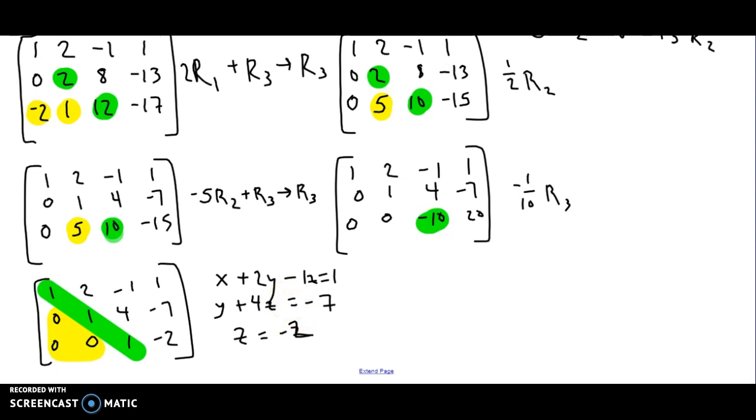So if something asks you to find row echelon form or put something in row echelon form, you would leave your answer as just this portion right here. This is in row echelon form.